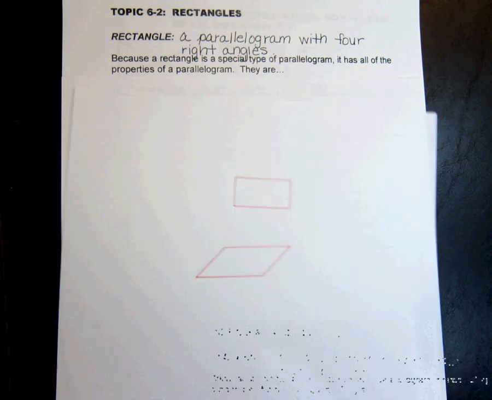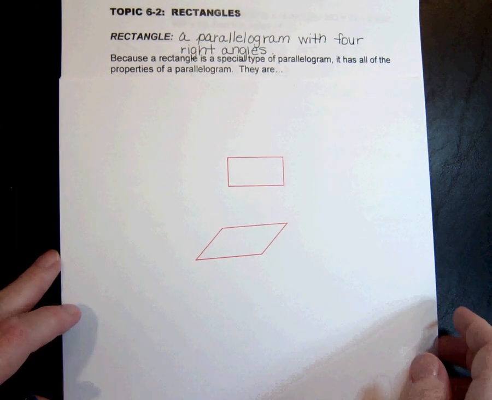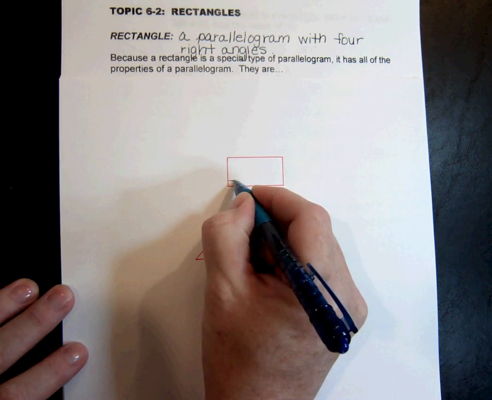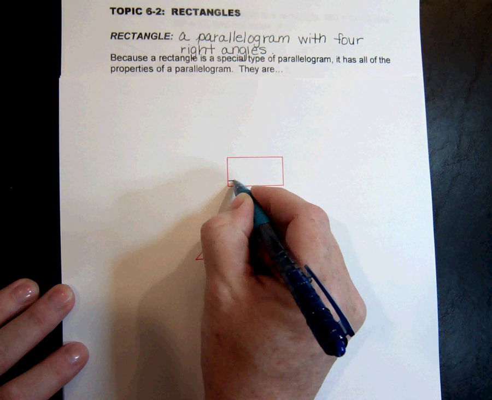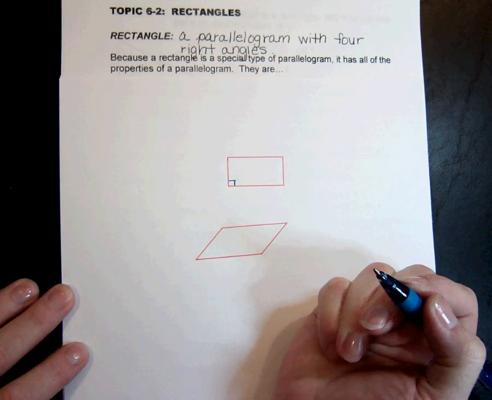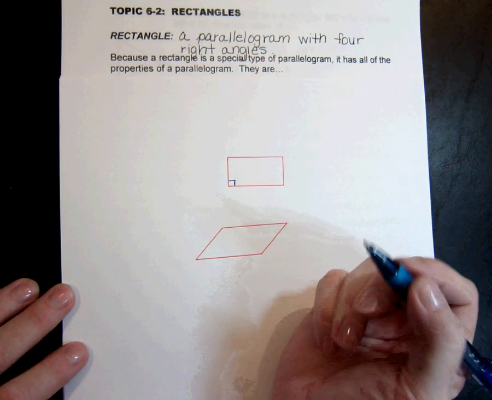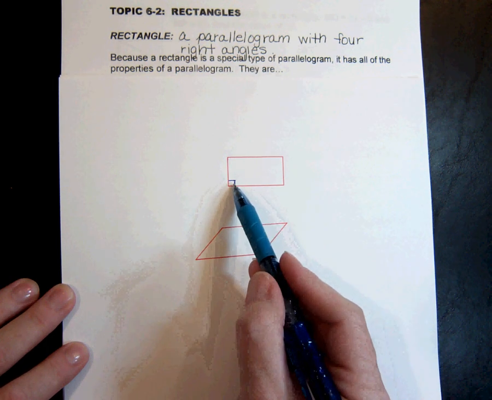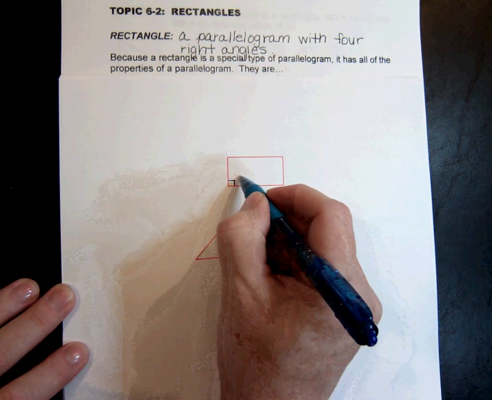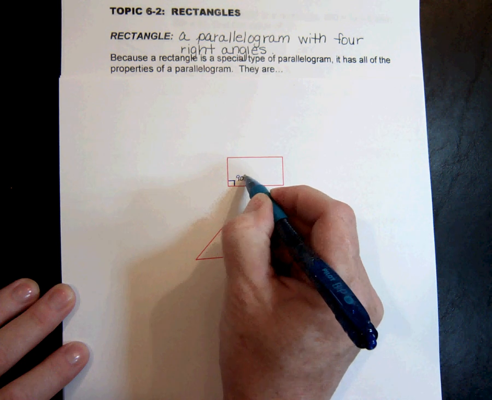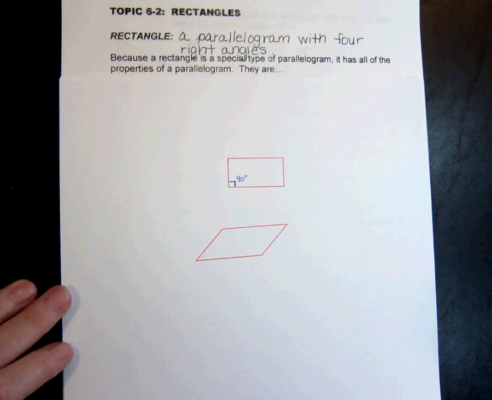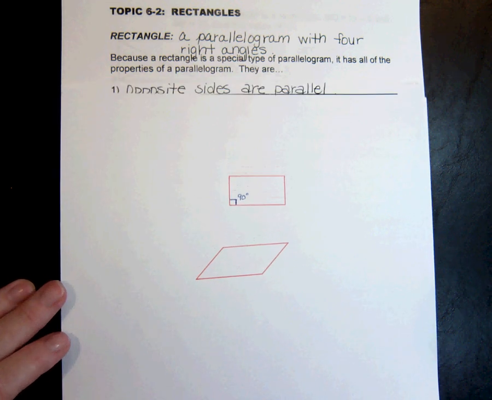But to determine that, the theorem states that as long as one angle of what's already been determined as a parallelogram has a right angle, then it is a rectangle. So notice, if it's a parallelogram and you make one angle right, 90 degrees, you now have a rectangle. Because a rectangle is a special type of parallelogram, it has all the properties of a parallelogram.